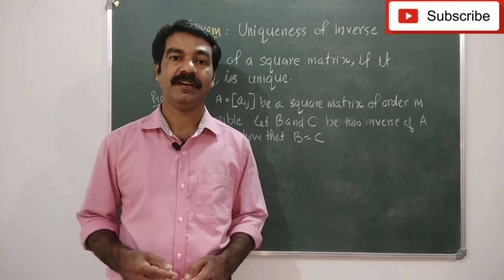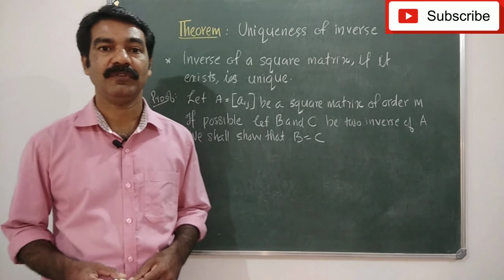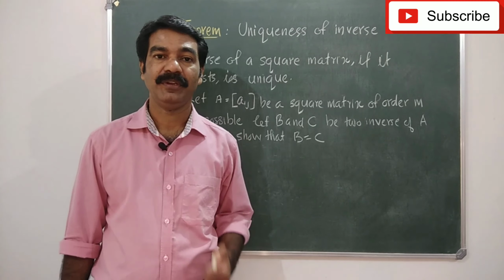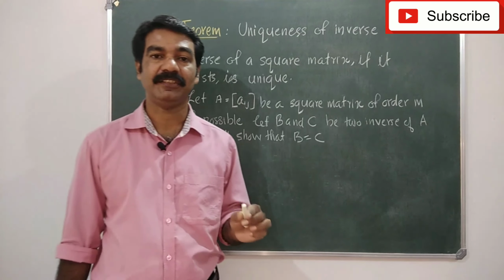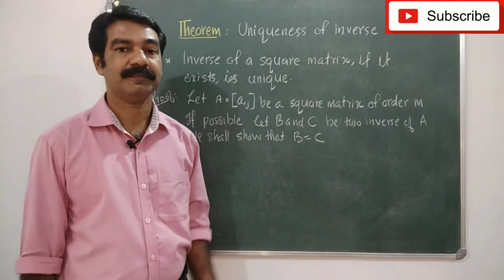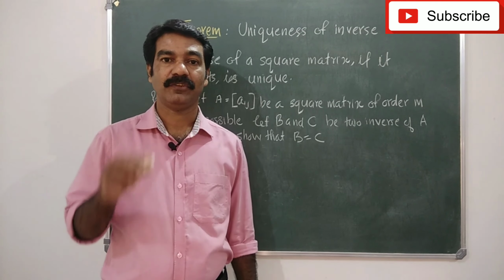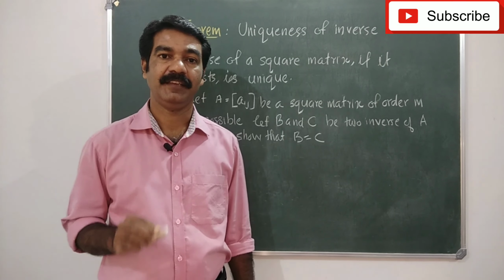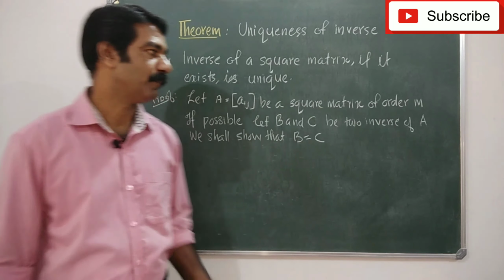Next, we are discussing a theorem: uniqueness of inverse. What is the uniqueness of inverse? The inverse of a square matrix, if it exists, is unique. That means a square matrix has a maximum of only one inverse, if it exists. There is no chance of two inverses.